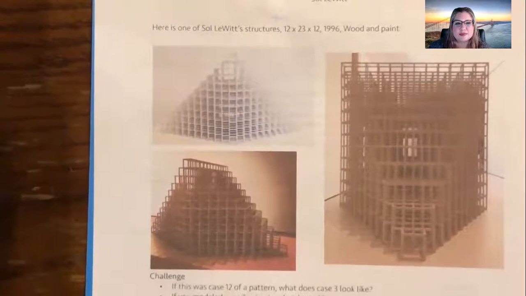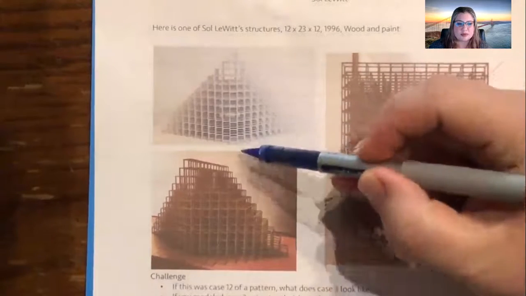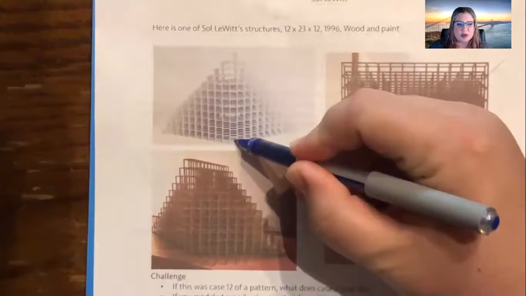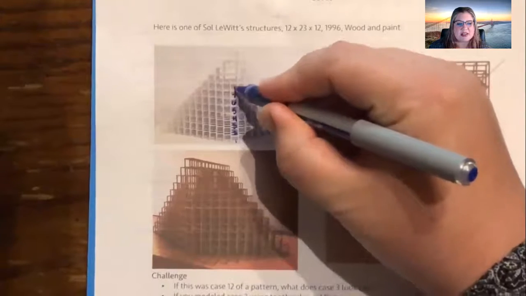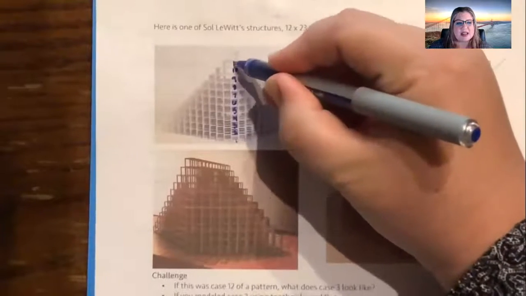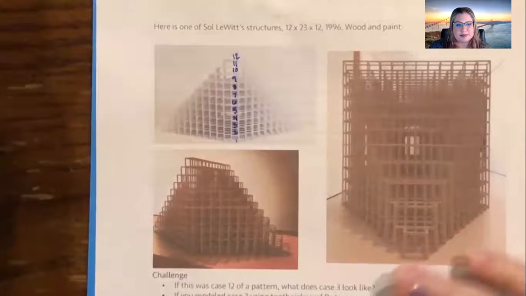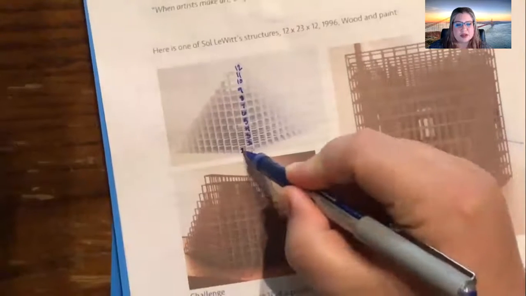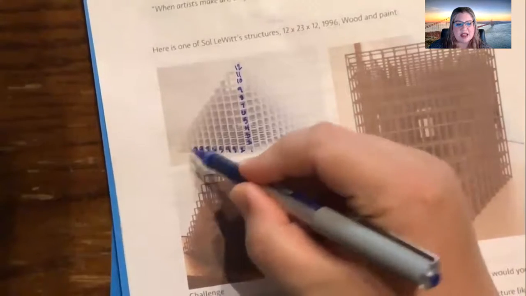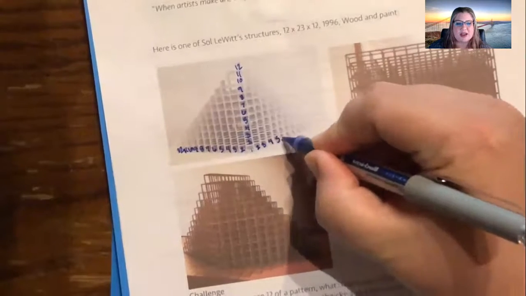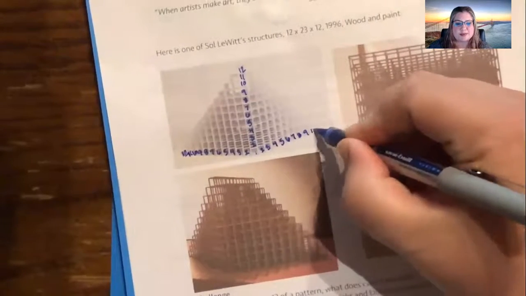Okay, so when we are analyzing these structures to try to break them down, there's a couple things we want to notice at first. The first thing I notice here is that it counts up 1, 2, 3, 4, 5, 6, 7, 8, 9, 10, 11, and 12. The other thing I notice is that it goes outward, 2, 3, 4, 5, 6, 7, 8, 9, 10, 11, and 12. And it also counts the other way, all the way up through to 12.